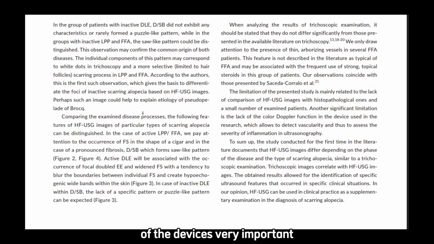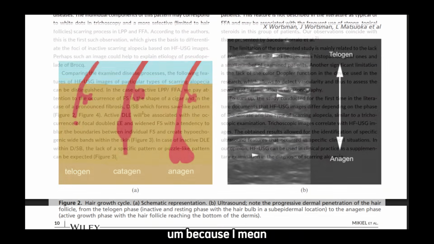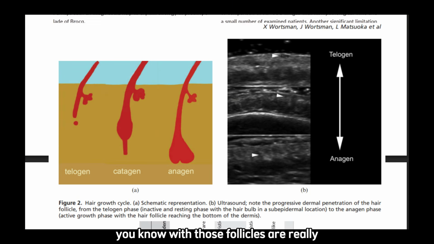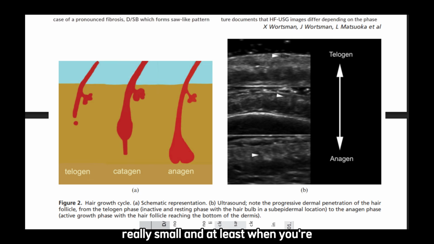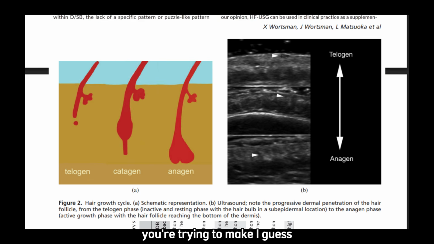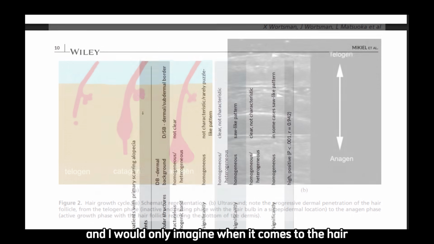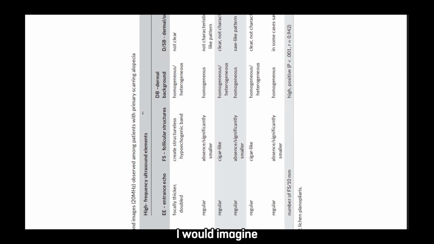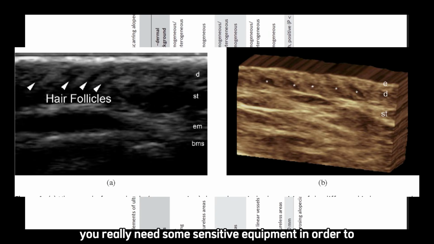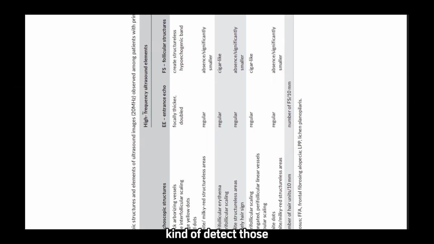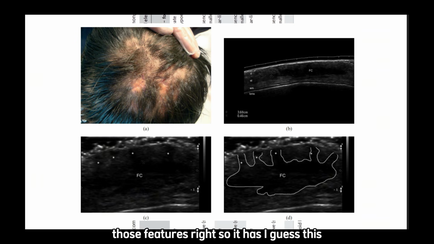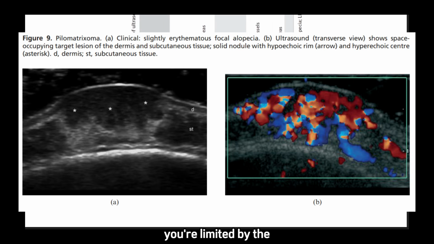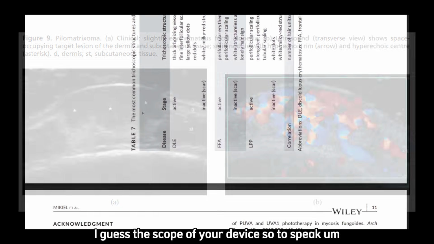Yeah, that makes sense. The sensitivity of the device is very important, because those follicles are really, really small, and I would only imagine when it comes to the hair that those follicles produce, those vellus hairs as well, you really need some sensitive equipment in order to detect those features, right? So this sort of running theme is that you're limited by the scope of your device, so to speak.